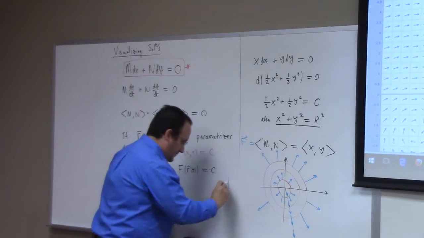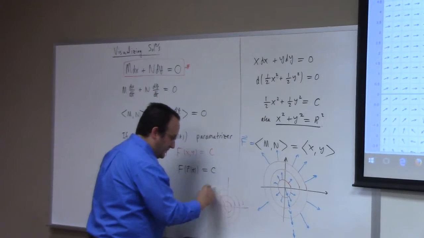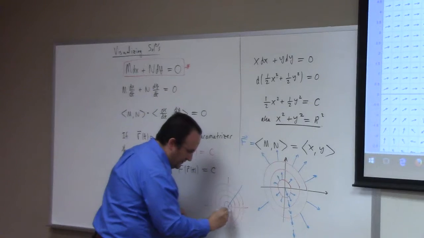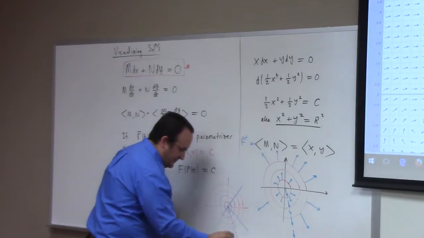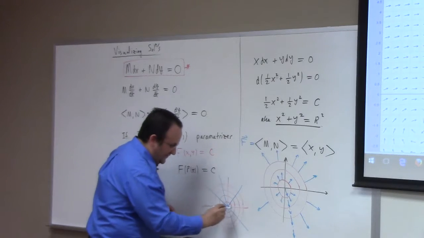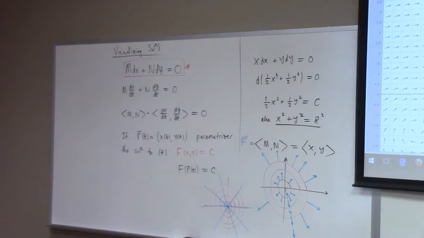So let's see here, what's going on? These are solutions to the differential equation, the red circles, right? And these, seems relevant to current Hollywood productions. Let's see here. These are the streamlines to the vector field.